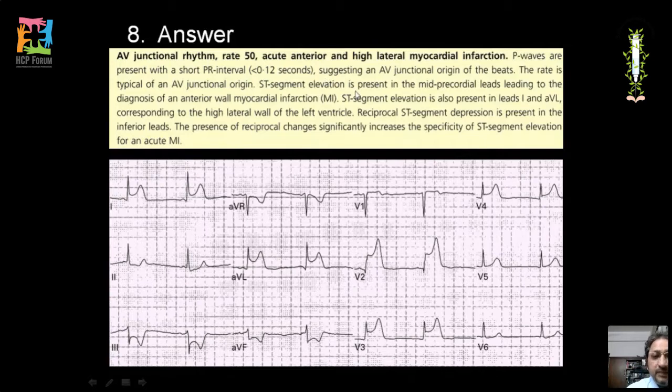But the most important finding of this ECG is that there is a reciprocal ST segment depression present in the inferior leads. This presence of the reciprocal change significantly increases the specificity of the ST segment elevation for acute MI, because in many other cases you can get ST segment elevation or depression, but it has to be corroborated by a reciprocal change. When there is an MI, there has to be a reciprocal change in other leads so as to diagnose that the elevation is due to the myocardial infarction.